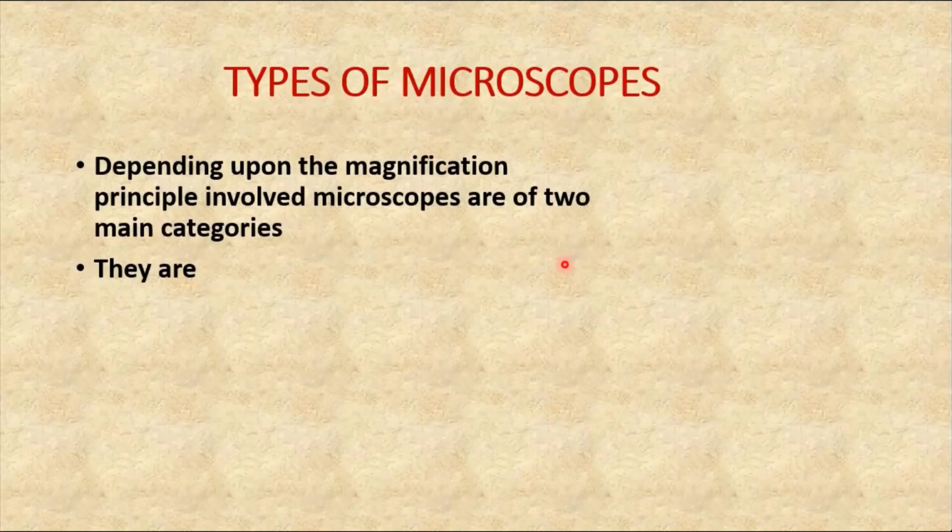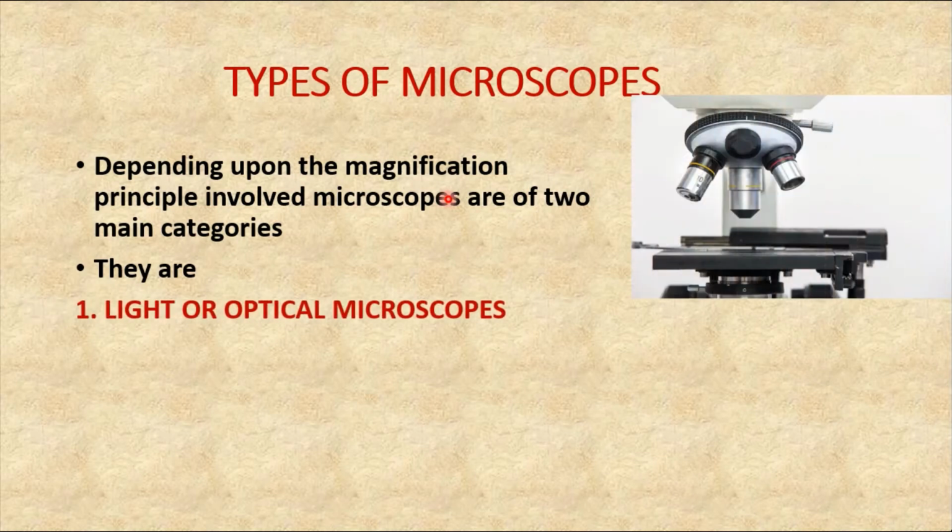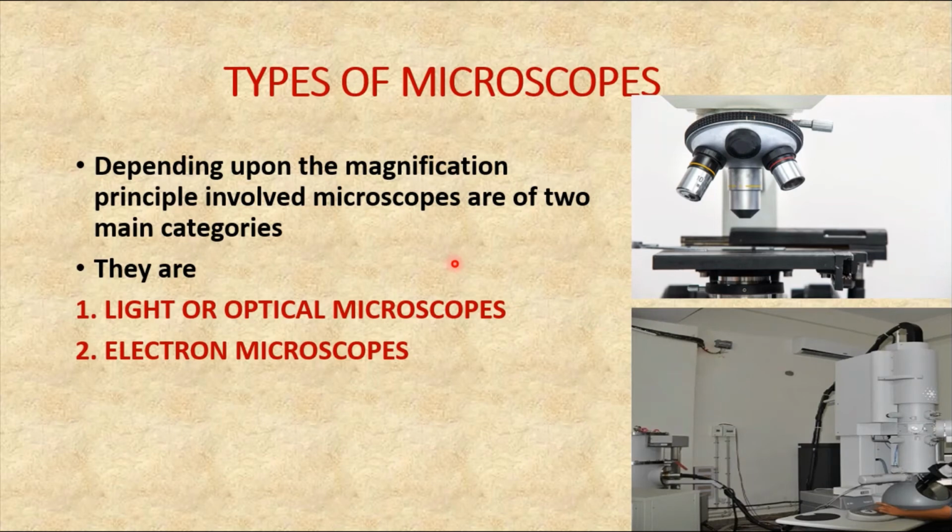Then moving to a brief note on the types of microscopes. Here you can see we are going to have 2 types of microscope depending upon the magnification principle involved. One is called a light microscope, that we generally use in our laboratories at the school level and the college level. And the second type is the electron microscope, which specific high institutes possess, like CCMB.